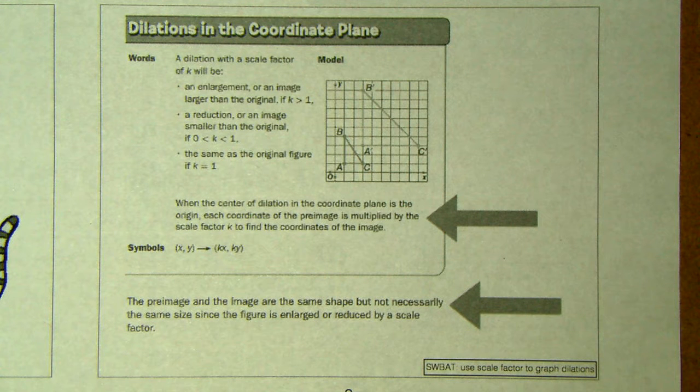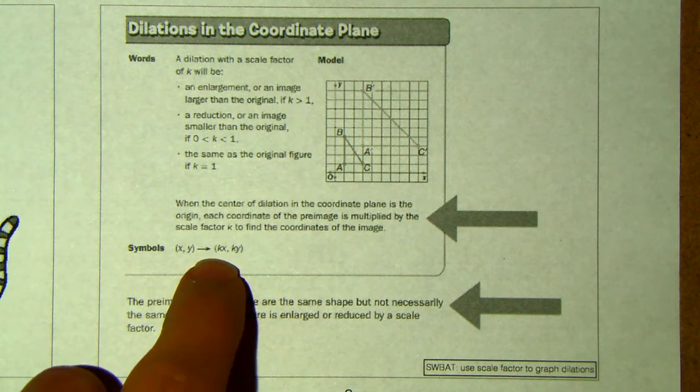If K is greater than 1, it will be an enlargement. But if K is between the values of 0 and 1, so if it's a decimal or a fraction less than 1, it will actually make it smaller. And all we have to do is, if they give us the scale factor, say they dilate it by a scale factor of 3, we just take each of the coordinates of all of our points times that scale factor to find the new coordinates.